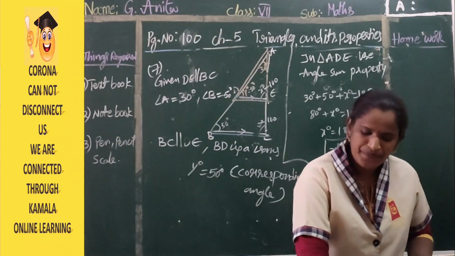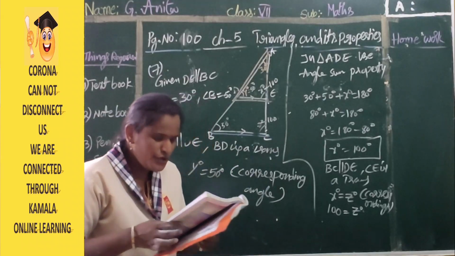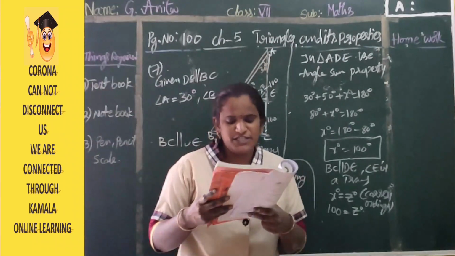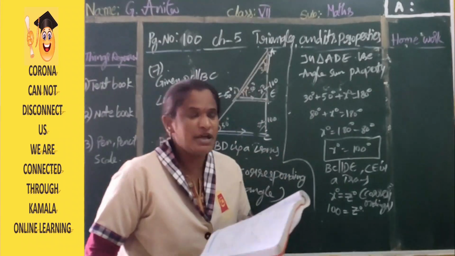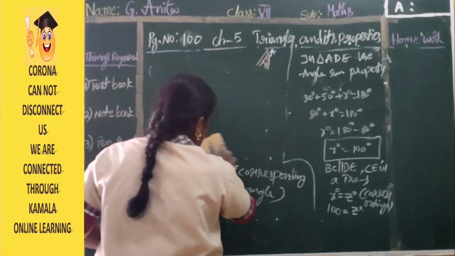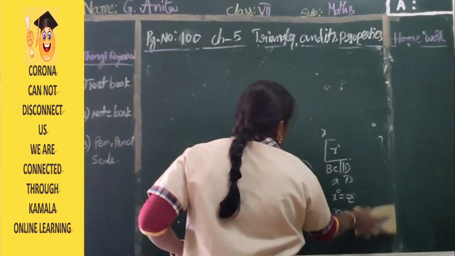Clear, children? Next we are going to start the next problem. So look at your textbook. The 8th problem is very simple and easy for you also. 9th problem, what is given in the 9th problem, observe it. It is a very simple problem. So 9th problem, look at your textbook.